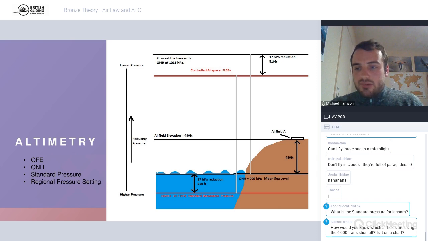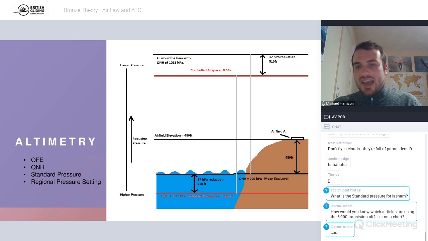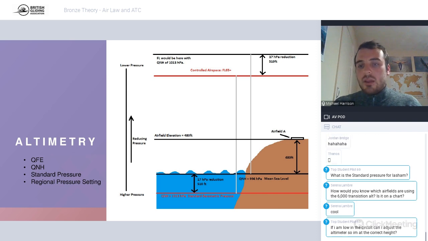So a couple of questions. What is the standard pressure for Lasham? Standard pressure is always 1013. That's a global standard that never changes. How would you know which airfields are using the 6,000 feet transition altitude? If you look at the charts for those airfields, it is on the charts. If you're not around the London area, you can basically assume it's 3,000 feet most of the time. I think Manchester and potentially Edinburgh and Glasgow also use 6,000 feet, but outside of London, it tends to be 3,000.